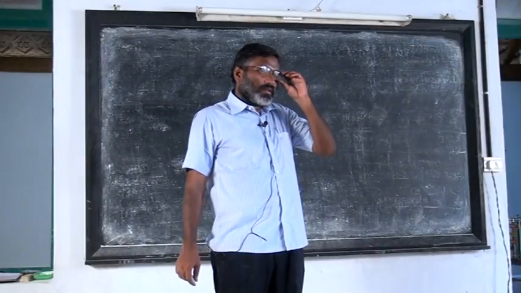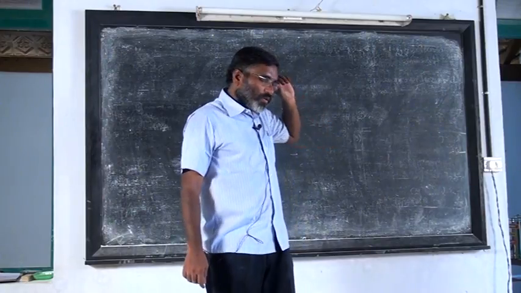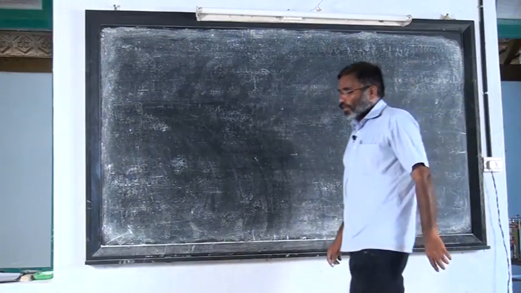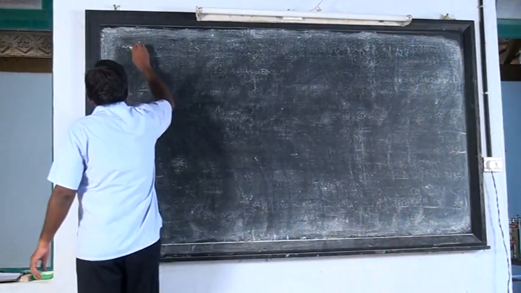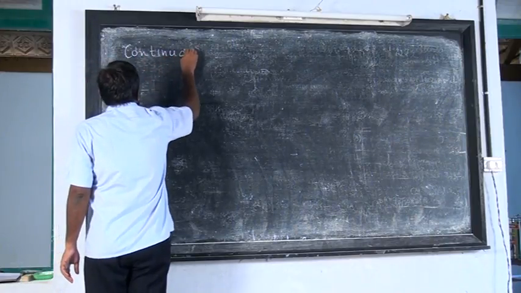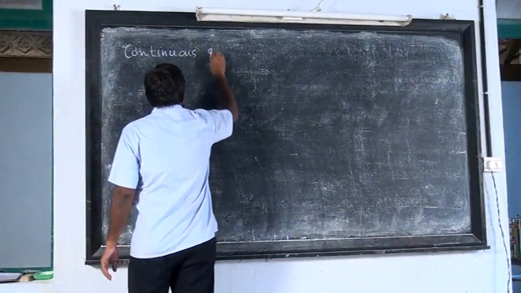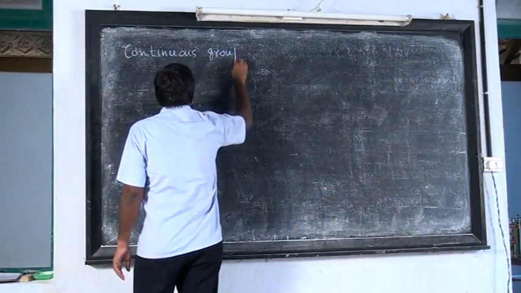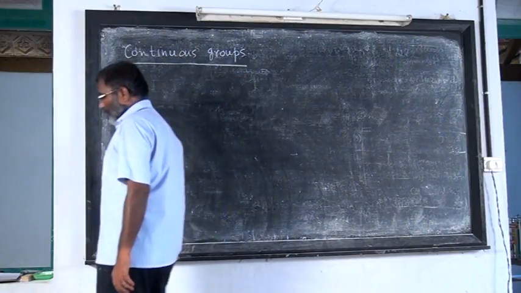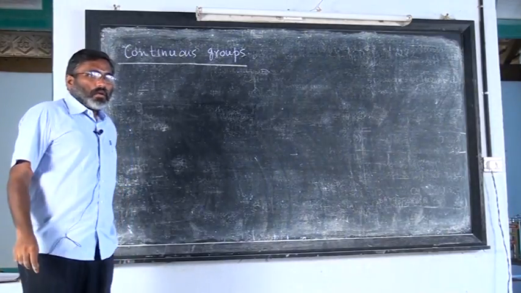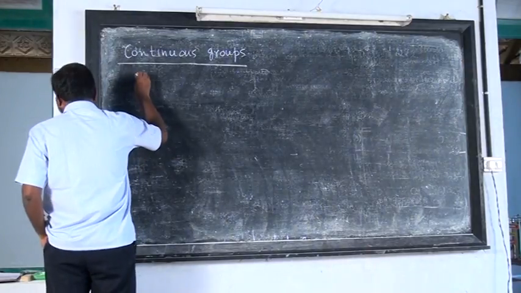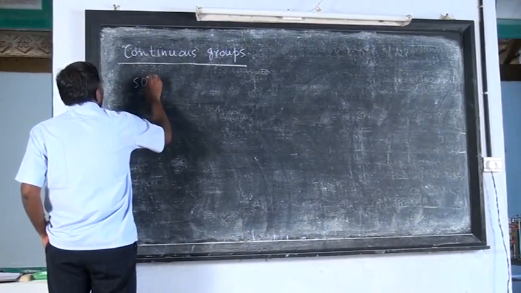So let us move over to the next topic of this course. So essentially we talk about continuous groups. Some of the examples of continuous group is SO2.